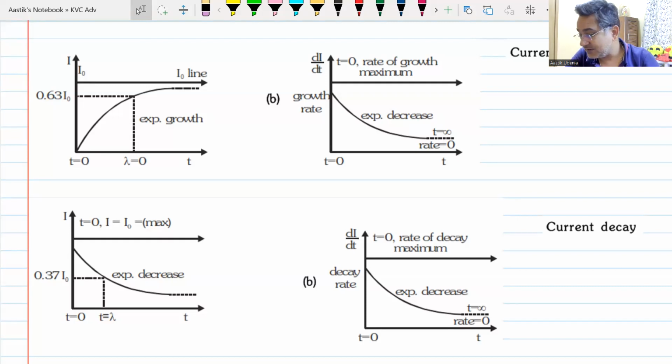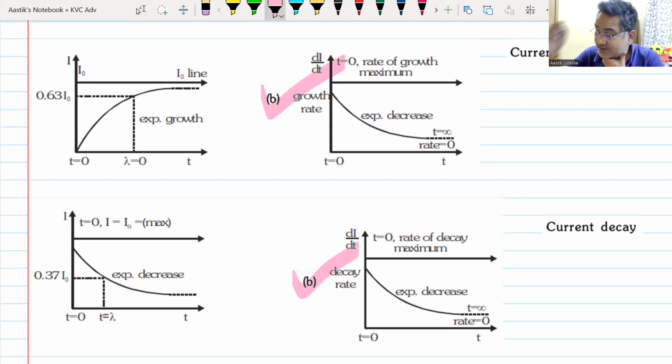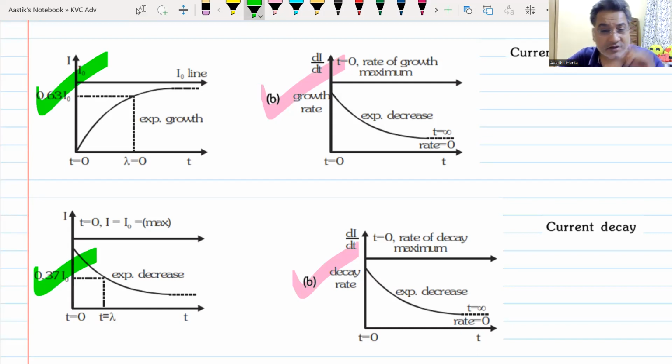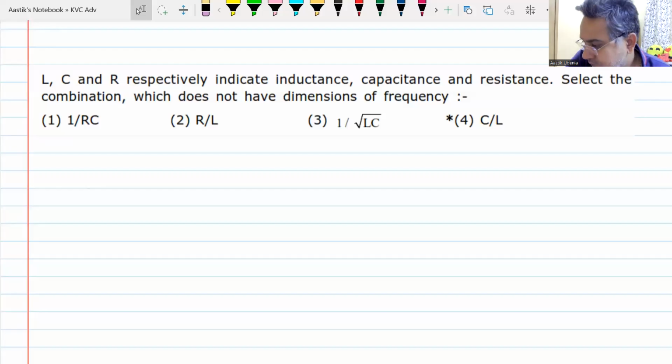So remember, this graph of di by dt is the same whether you see it in current growth or in current decay, whereas the graph of current with time in current growth and current decay are different. Do we understand this? Yes, sir. I'll give you a minute to note this down. Well done.